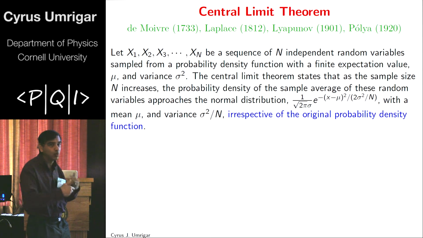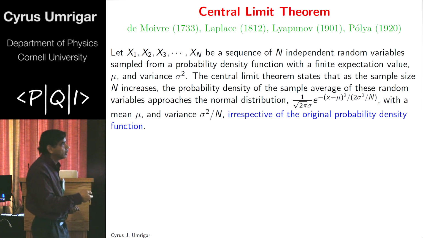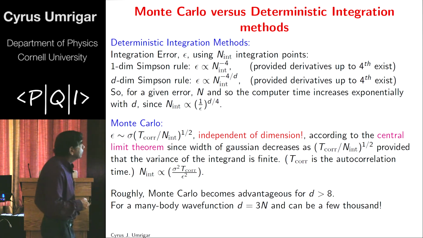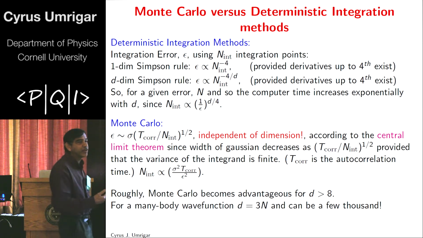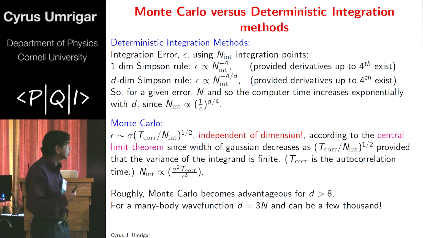This is a rather remarkable theorem because the original distribution from which I sample may not look anything like a Gaussian. It may have some bizarre shape. So long as it has a finite variance, the averages will turn out to be a Gaussian, and their width will go down as the square root of n. Because of that, Monte Carlo methods become a very efficient method for calculating integrals in a high-dimensional space.